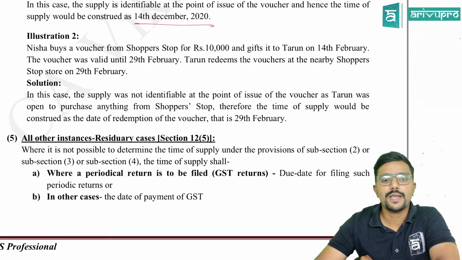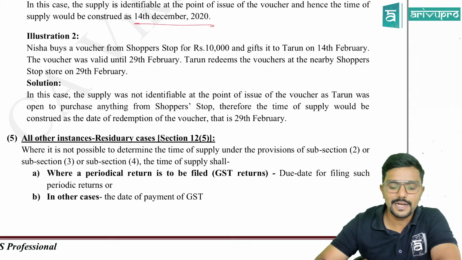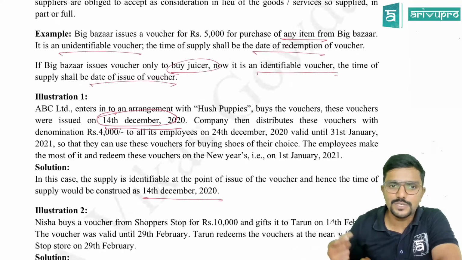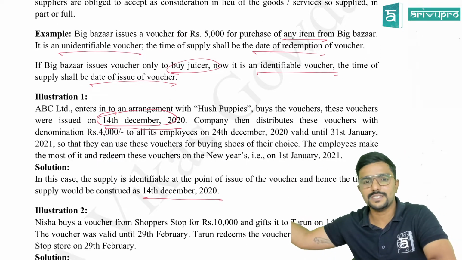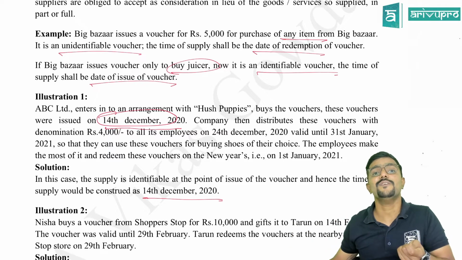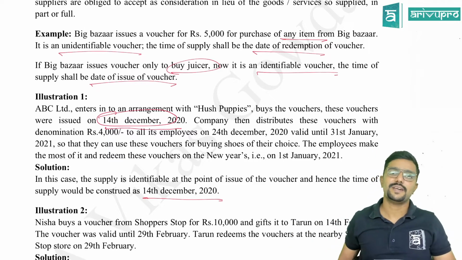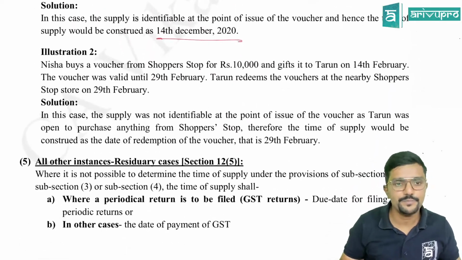Next, coming to illustration 2. Nisha buys a voucher from Shopper Stop for 10,000. So who is the issuer here? The supplier, Shopper Stop. She gifts it to Tarun on 14th February. And see, guys, in this case the recipient would be ABC Limited only. The ultimate person purchasing the goods might be its employees, but who purchased the voucher? Who paid for it? ABC Limited. They will be the recipient.